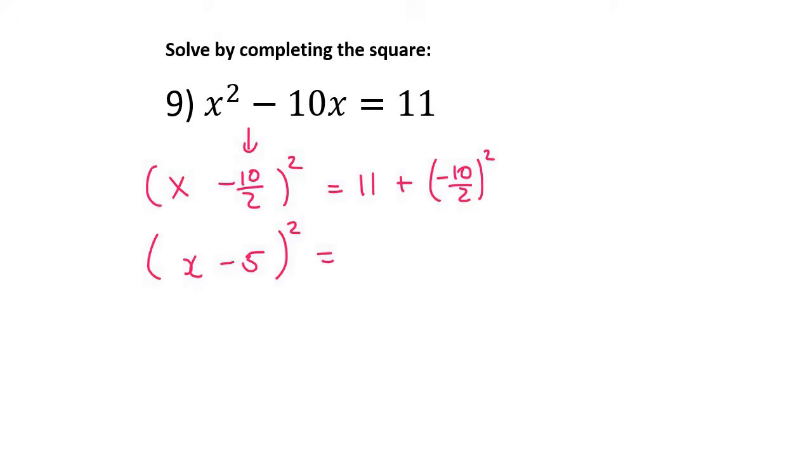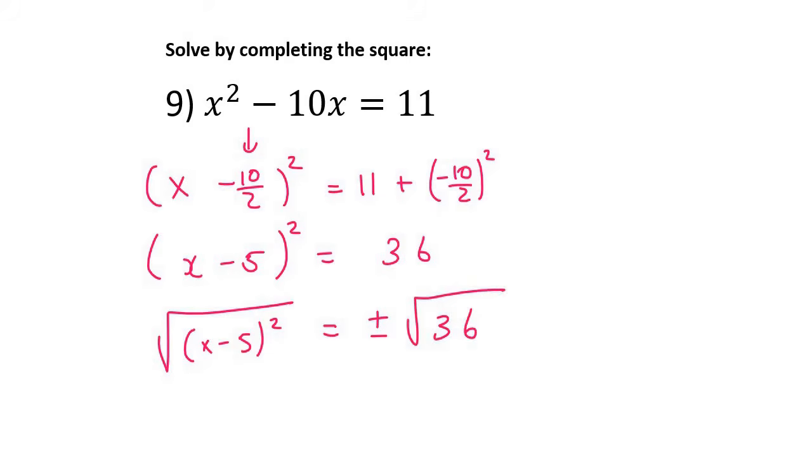Then on the right hand side, we want to type all of that in on the calculator, which will give us 36. Now what you do is you take the square root on both sides, and then on the right hand side, remember to say plus minus. Okay, so now we've got x minus 5, because the square root cancels out the square, and then on the right hand side, we're going to have plus and minus 6. So this means that x will be equal to plus and minus 6 plus 5.